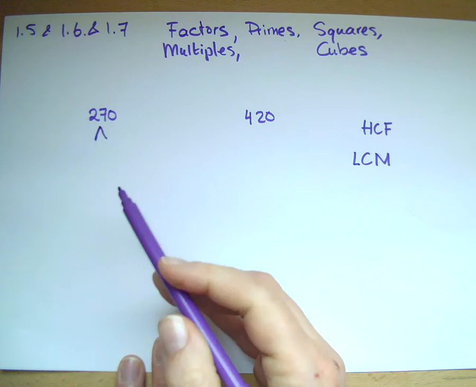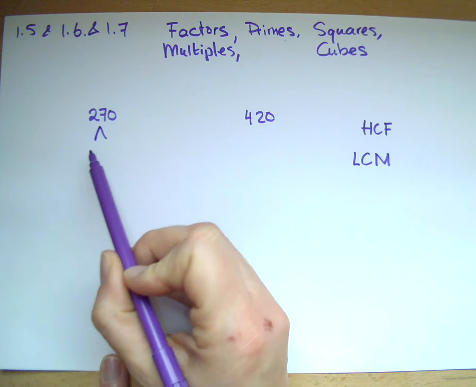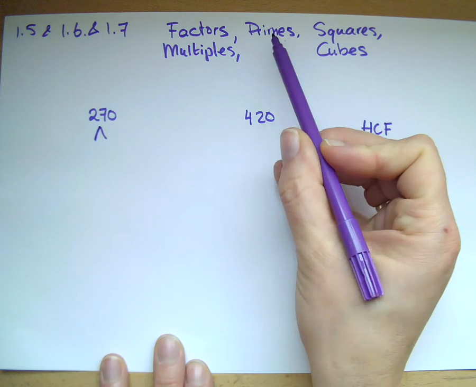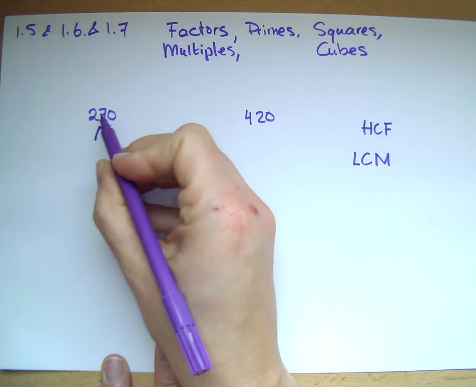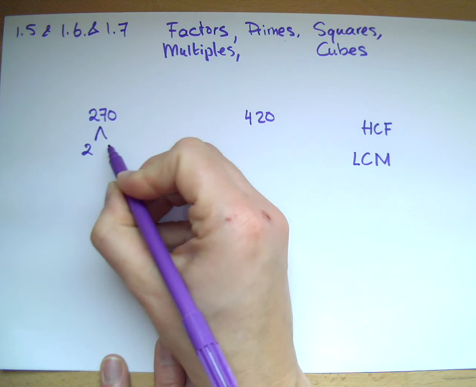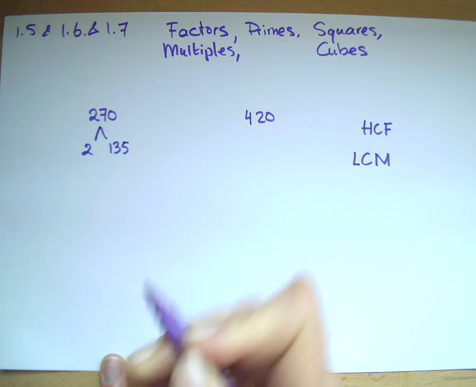Let me just remind you how that's done. For 270, we're going to make a factor tree. We start with the lowest prime number, which is 2. Does 2 go into it? Yes, it does. 2 times 135 is 270.